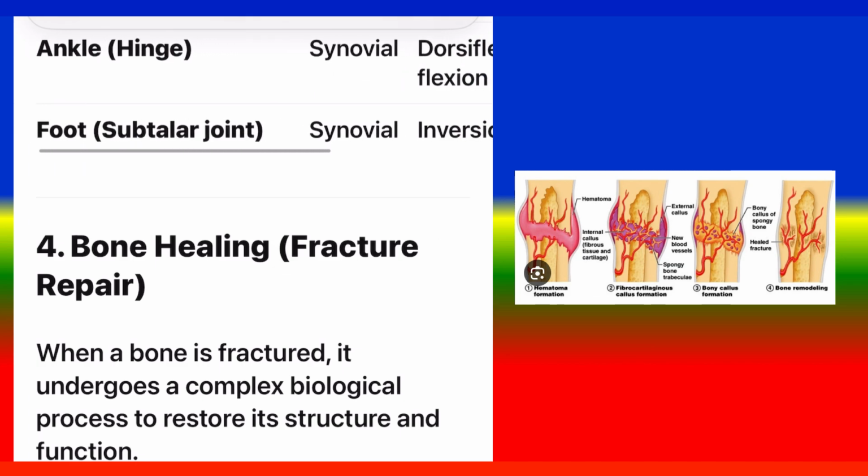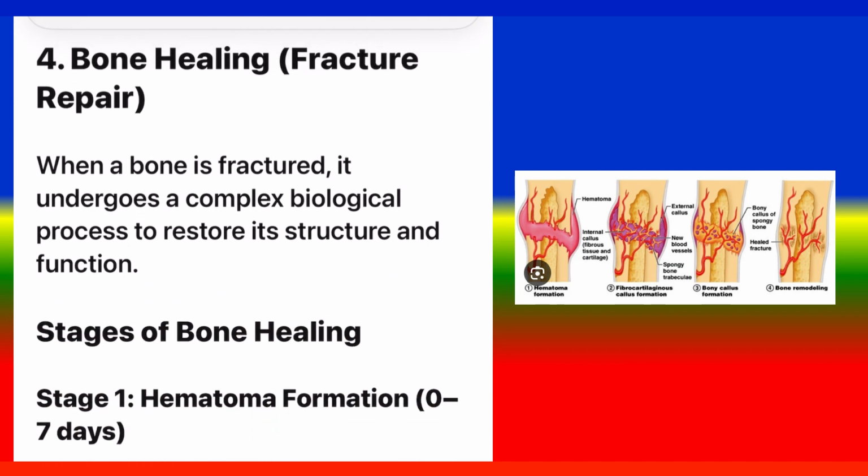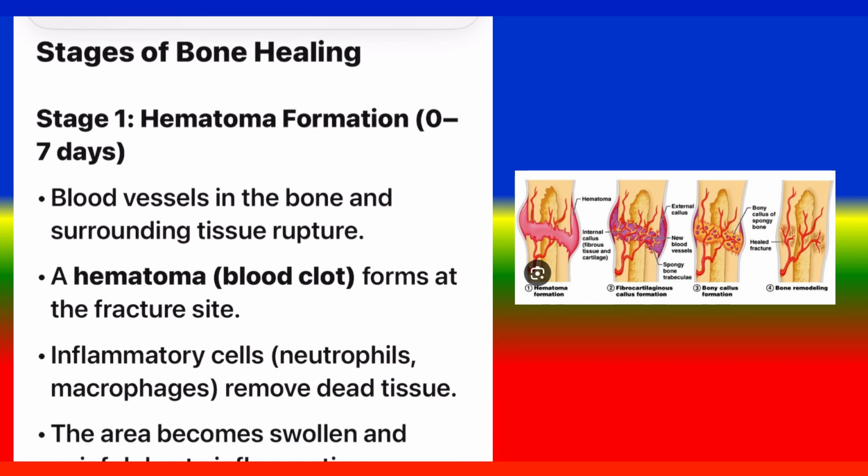4. Bony fracture repair. When a bone is fractured, it undergoes a complex biological process to restore its structure and function. Stages of bone healing. Stage 1, hematoma formation, 0 to 7 days. Blood vessels in the bone and surrounding tissue rupture. A hematoma, blood clot, forms at the fracture site.